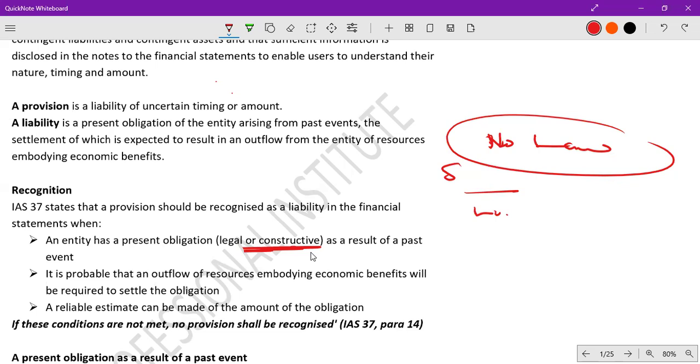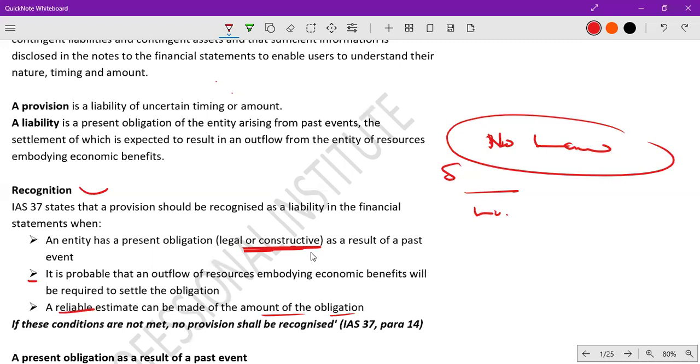So let's come to 2. It is a probable outflow. It is probable that we will need a cash flow to settle that obligation. So the recognition criteria for a provision is not all that different from that of a normal liability. And we can say that a reliable estimate can be made of the amount of the provision.